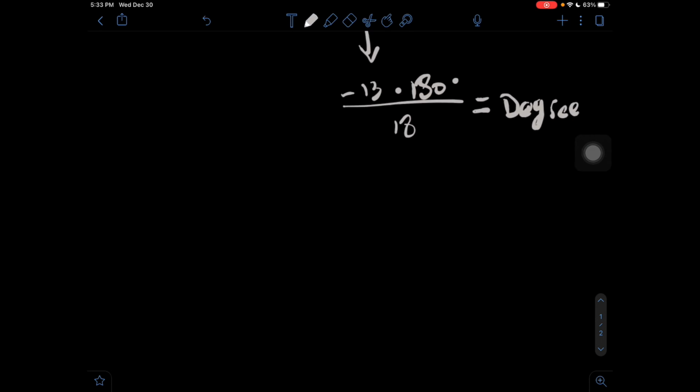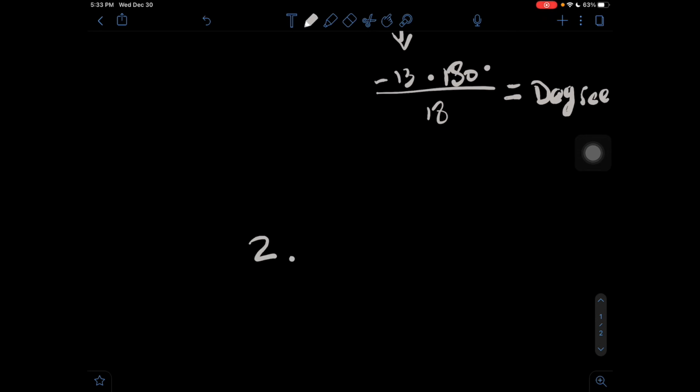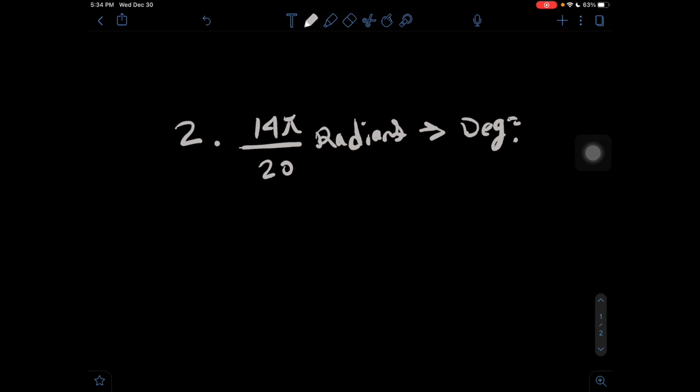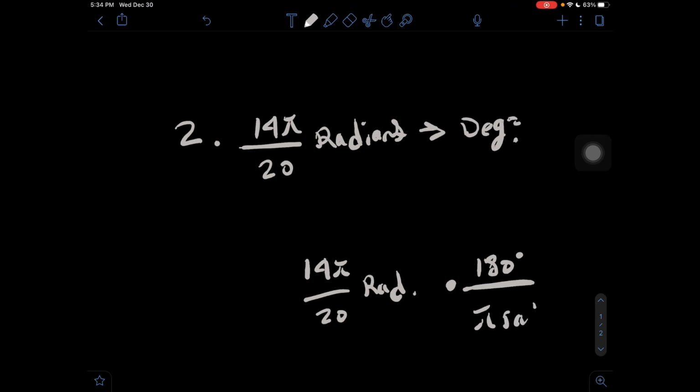Next, we are going to do the second practice problem, which is where we are given 14 pi over 20 radians, which is going to become a degree value. We're going to do the same thing we just did in problem 1, where we first place our radians, which is 14 pi over 20 radians. I'm going to put rad for short, and that is going to be multiplied by our formula, which was 180 degrees over pi radians.